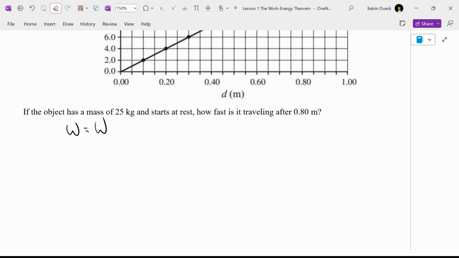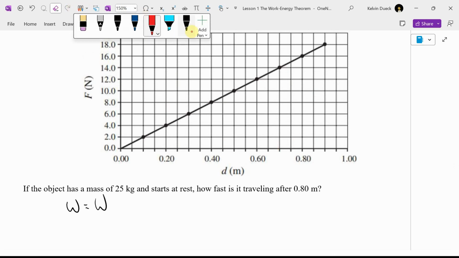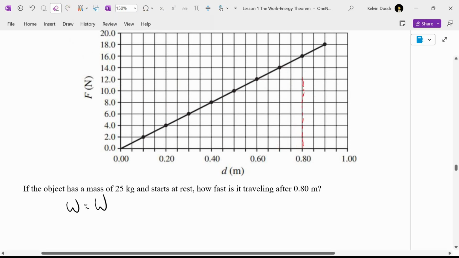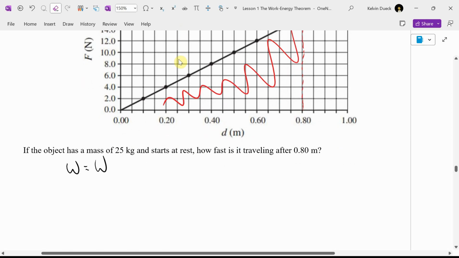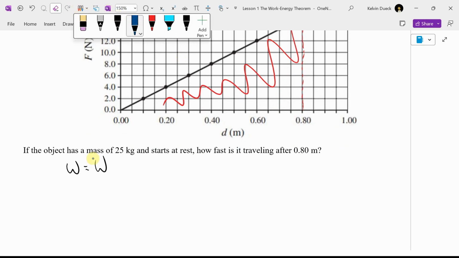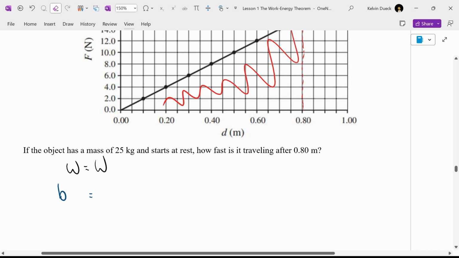What I'm going to do is write work in two different ways. On the left, let's do the area. How fast is it traveling after? What's the distance they gave me? So let's go to 0.8, and you can do a dotted line, and I guess we want this area here. What shape is that area? I want the area of a triangle. How do I find the area of a triangle? Base times height divided by 2.